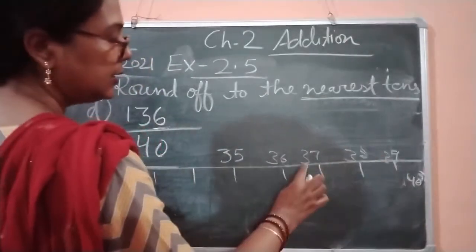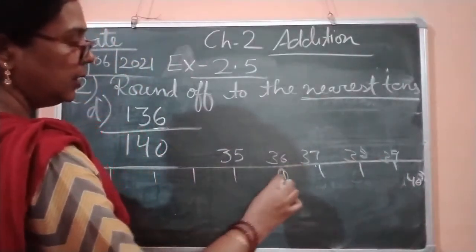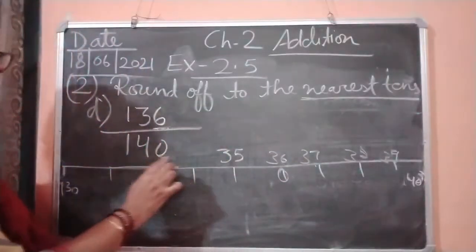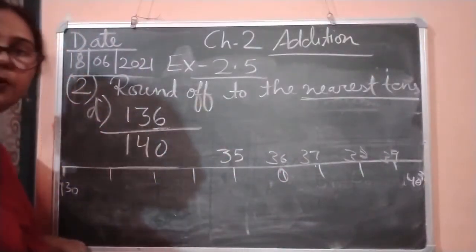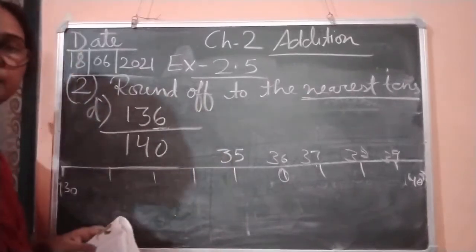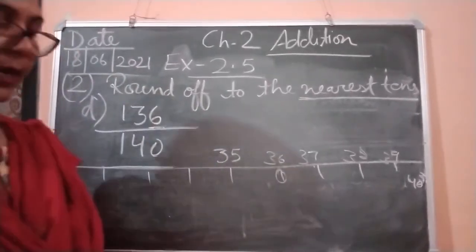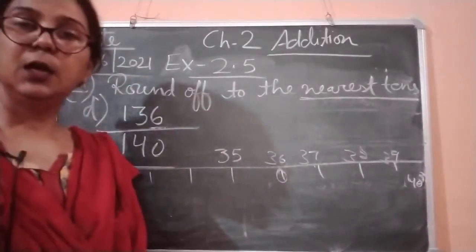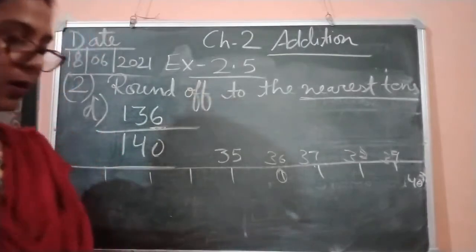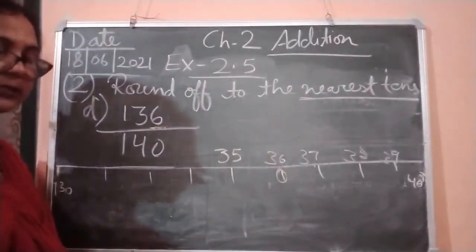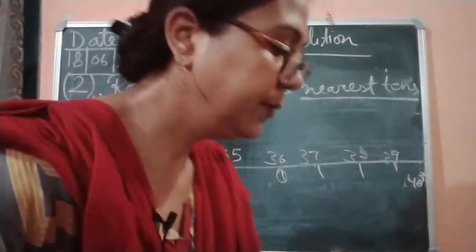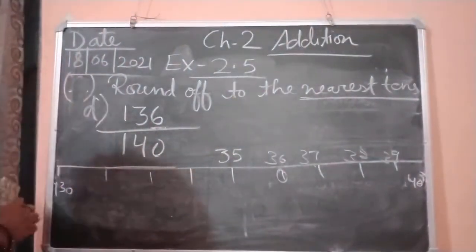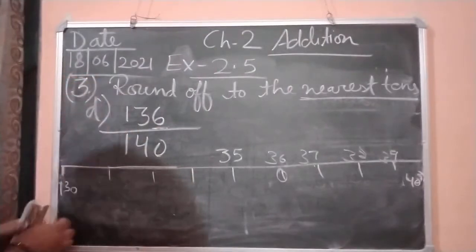So 36 is there. 6 is the strongest number. That is why it will become 140. So completed, children. We have completed this second number exercise, round off to the nearest tens. Now we are moving to rounding off to the nearest hundreds. First we will do this, and after that we will do the third number.